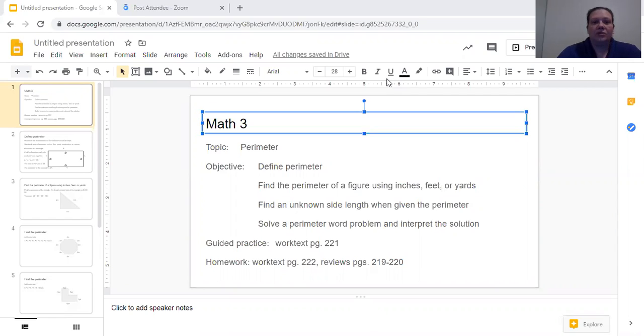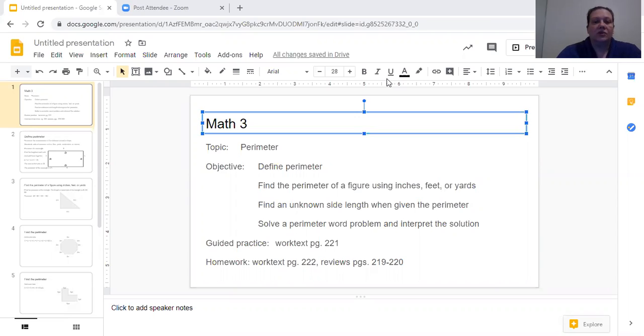Our objective is to define perimeter, find the perimeter of a figure using inches, feet, or yards, find an unknown side length when given the perimeter, and to solve a perimeter word problem and interpret the solution.